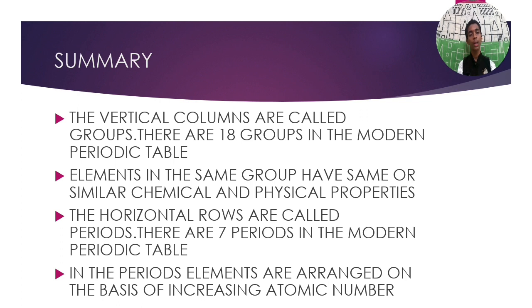The vertical columns are called groups. There are 18 groups in our modern periodic table. Elements in the same group have same or similar chemical and physical properties. The horizontal rows are called periods. There are 7 periods in the modern periodic table. In the periods, elements are arranged on the basis of increasing atomic number. That means as the period number increases, the atomic number also increases.